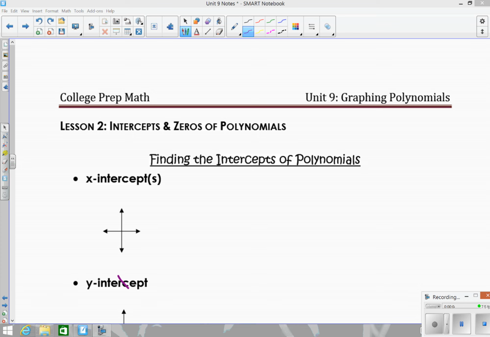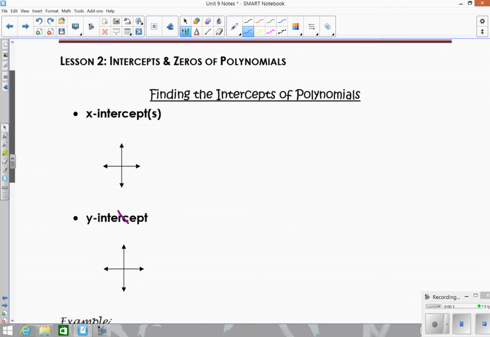In lesson 2, we're going to look at intercepts and zeros of polynomials. So the first thing we're going to look at is finding the intercepts of polynomials. We have two different types of intercepts, the x-intercepts and the y-intercepts. X-intercepts are wherever the graph crosses the x-axis, which is why it's called the x-intercept. So it's where the graph crosses the x-axis.